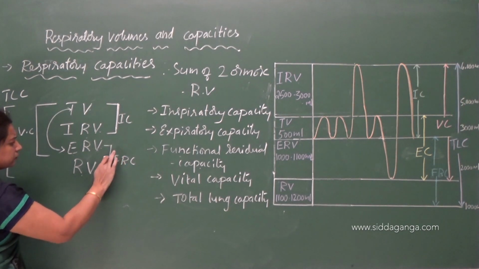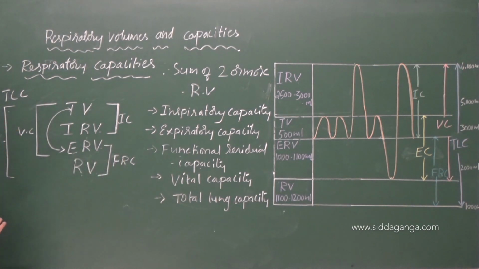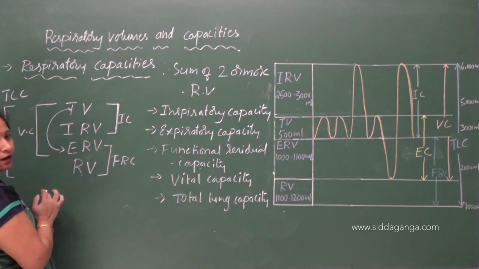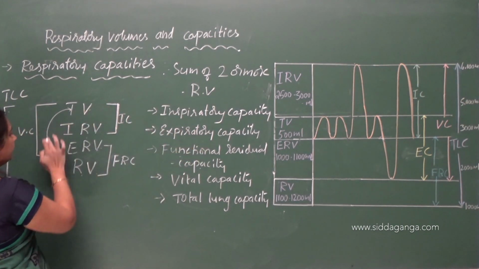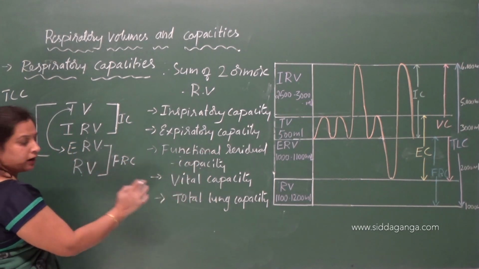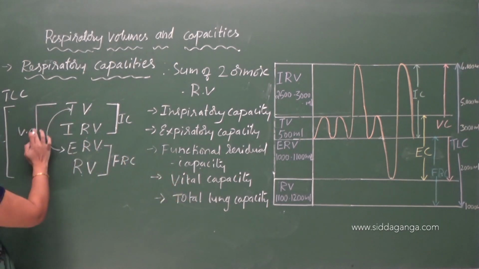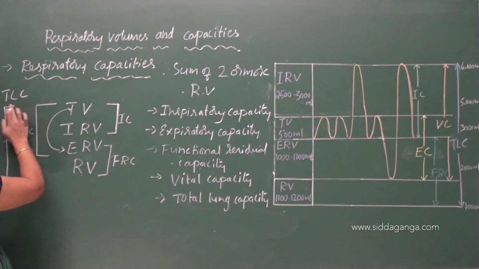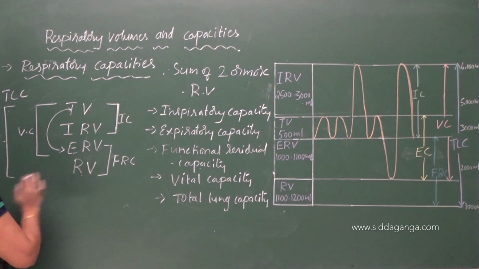So you remember this so that you are able to recall easily. Let us discuss the respiratory capacities one by one. So you already came to know that inspiratory capacity is the sum of TV plus IRV, and expiratory capacity is TV plus ERV. Functional residual capacity is ERV plus RV, and the vital capacity is TV, IRV plus ERV, and total lung capacity is TV, IRV, ERV plus RV.